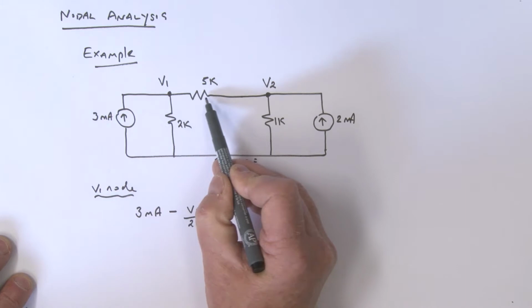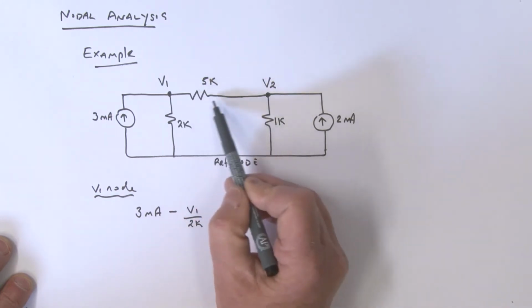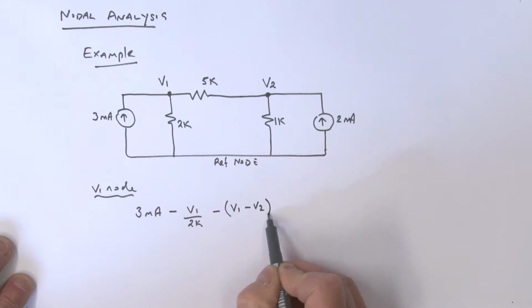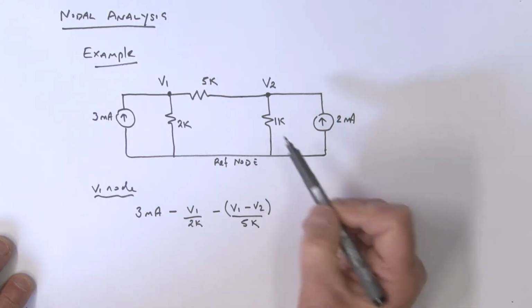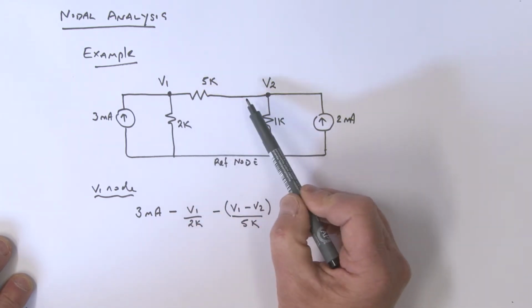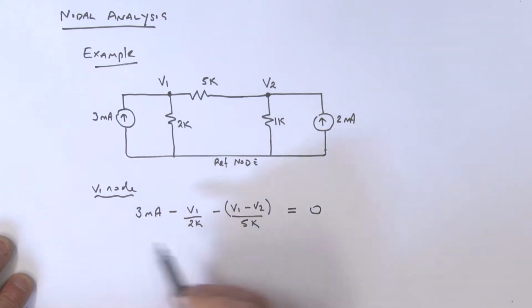I've got a current going in this direction. That's defined by V1 minus V2 divided by that 5K. So it's a minus, open up a bracket, V1 minus V2, divided by that 5K. Is that it? Yeah, I've got this one and this one. That's all there is, and all of that is equal to 0. So that's my first node equation.